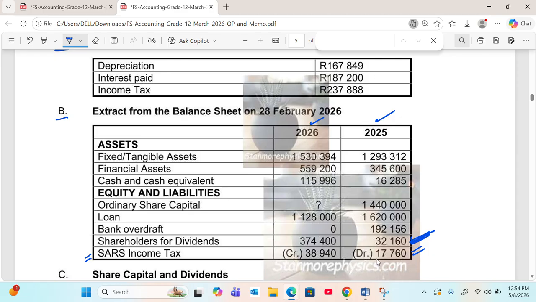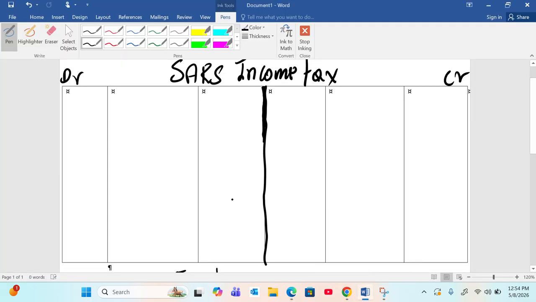But at the beginning, who is owing who? SARS is owing the business. At the end, we have SARS as a credit balance. We are owing SARS an amount of 38,940. So please note those figures. You can even write them down. So this is what will happen. You go to your SARS income tax account. We have the debit side and the credit side.